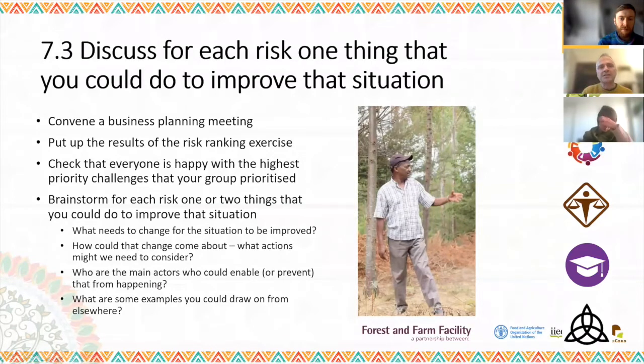Then once you've got your list of prioritized risks, you need to brainstorm one or two things that you could do to improve the situation. And this is a very simple process. You ask, what needs to change for the situation to be improved? So for example, if you were in a dry land region in northern Ghana and you had suffered from drought, you might think, well, what would need to change? Well, we'd need to have maybe put in a borehole or have access to water somehow. Maybe we'd need to have rainfall catchment and have water storage for dry season irrigation.